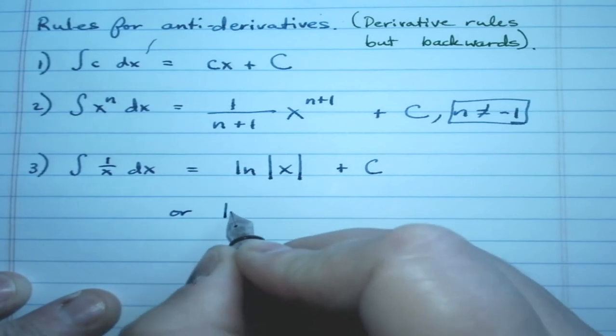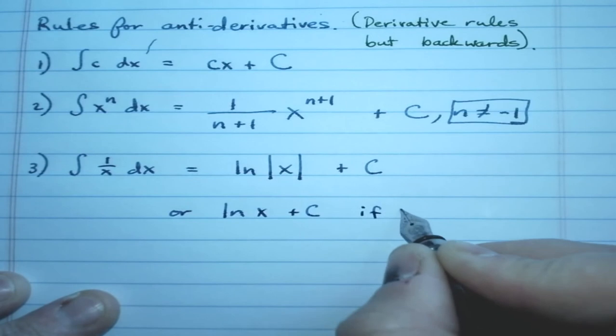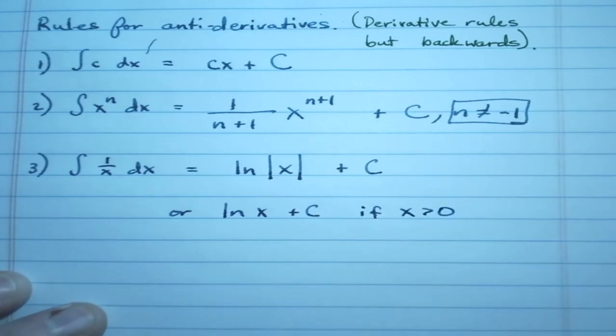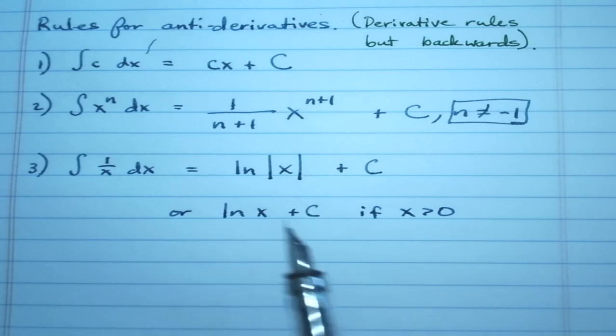Or natural log of x plus c if x is greater than 0. Okay? So if it's negative, you got to put it in absolute value. If it's positive, you don't. Okay? And then just one of those little hints that I want to throw at you.